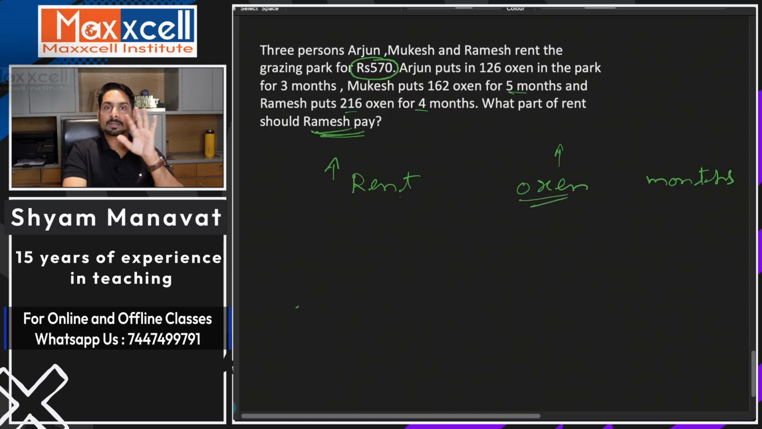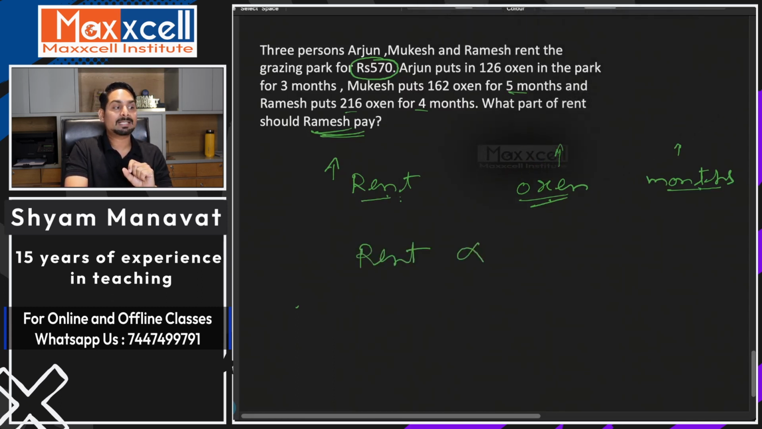Now if I keep oxen constant for a while and look at only months and rent. If anybody is using that grazing park for more months, does he have to pay more rent? Yes, he has to pay more rent. So more months, more rent. Now oxen is directly proportional to rent, and the number of months is also directly proportional to rent. In that case I can say the rent is jointly proportional to oxen and time, the number of months here.